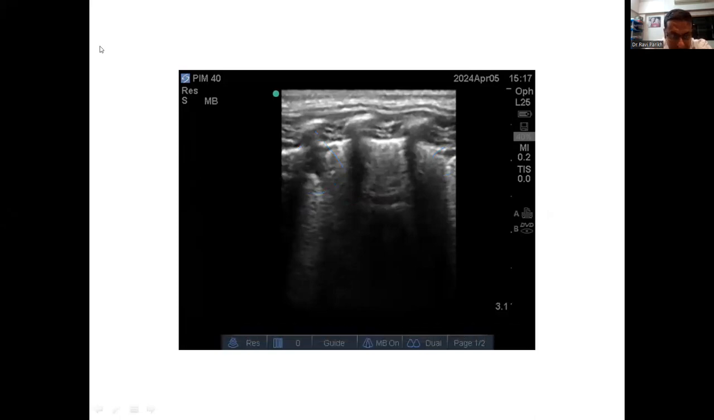Very nice images, ma'am. Good depth penetration. Very nice, I would say, demonstration of the anatomy. You can clearly see very good shred sign as well. Very good, ma'am. Nothing to add.